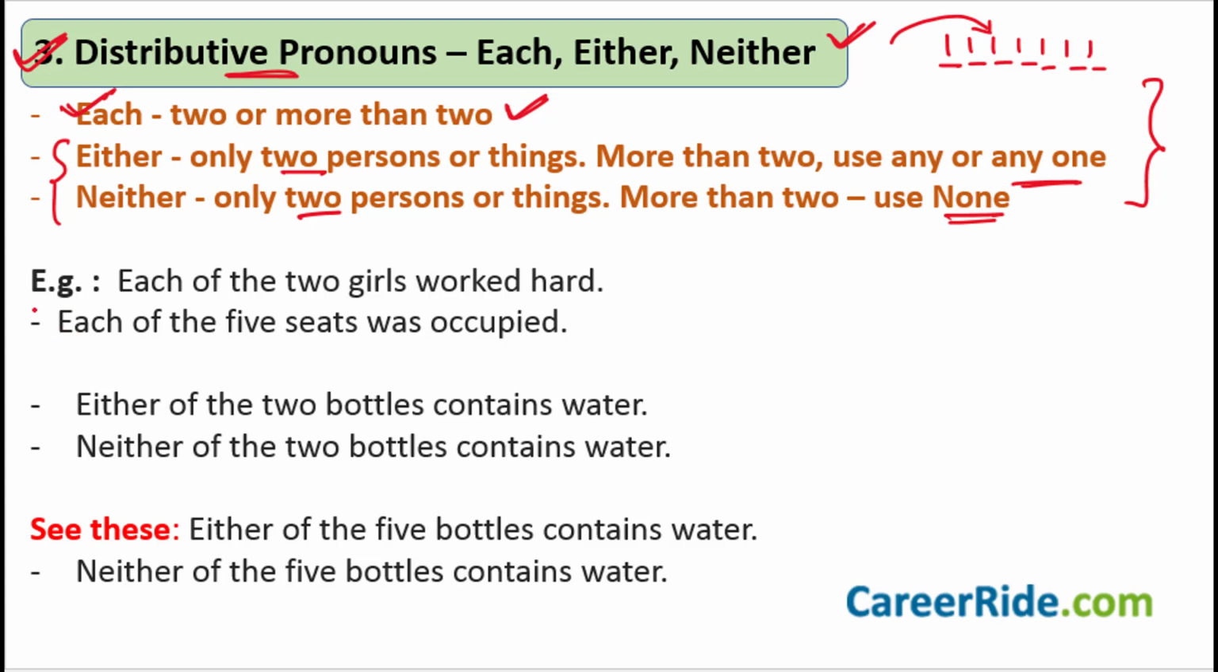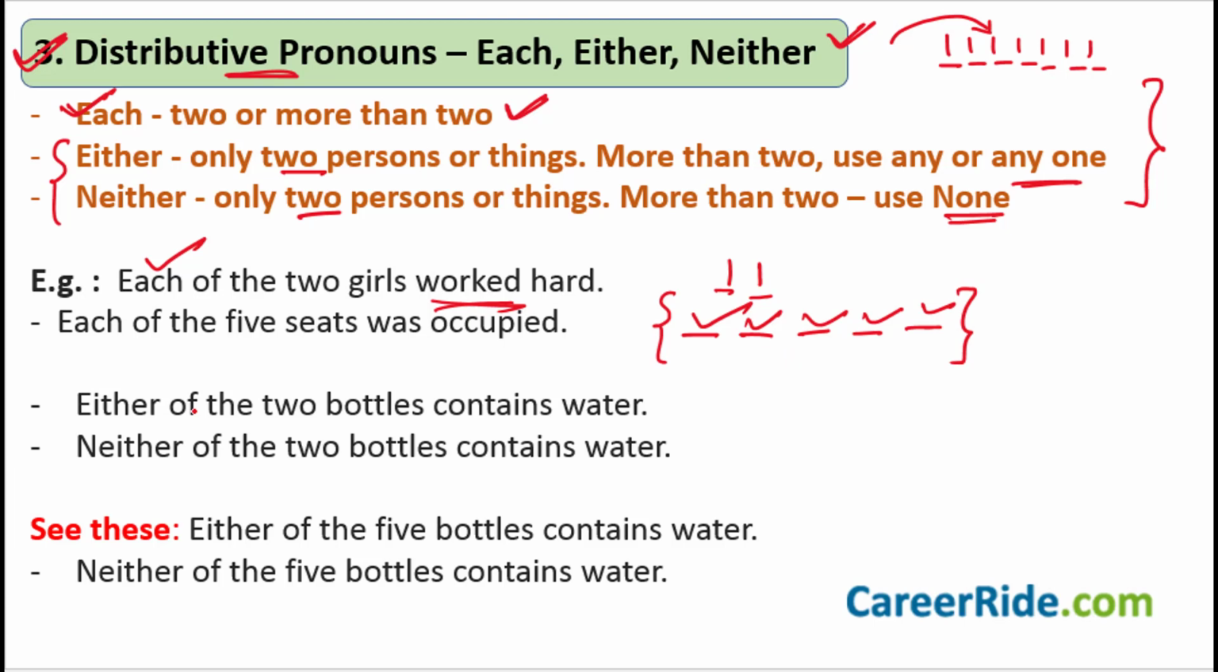Okay. Example number 1 here tells you each of the two girls worked hard, right? So there were two girls and the sentence is trying to tell you that each of these two girls worked hard. We can use each for 2 or more than 2 things. So this is fine. It means each of them worked hard, right? Each of the 5 seats was occupied. So you see there were 5 seats and the sentence is not trying to talk to you collectively about all these seats, right? It is trying to tell you that each of these seats was occupied. So it is trying to distribute the action, you see.